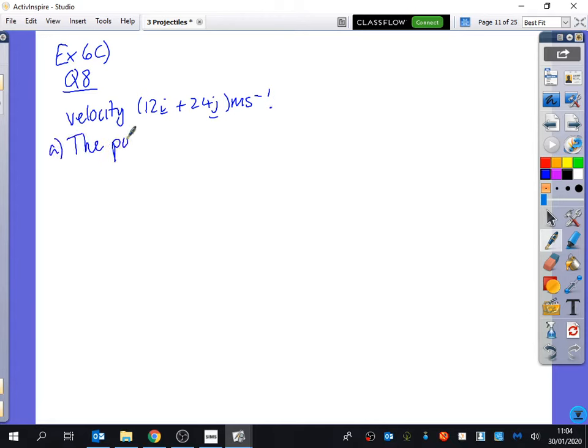A, the position vector of P after 3 seconds, and then B, the speed of P after 3 seconds.